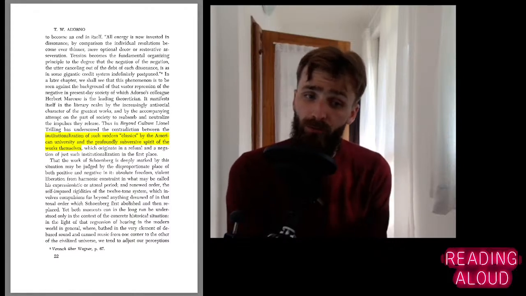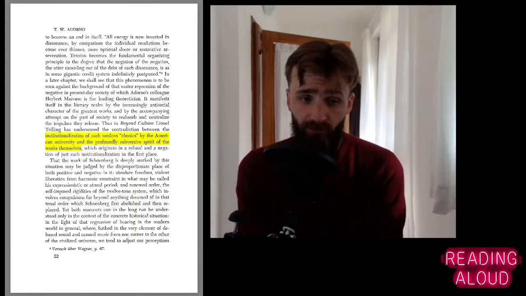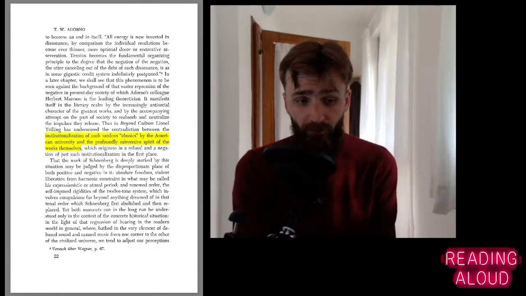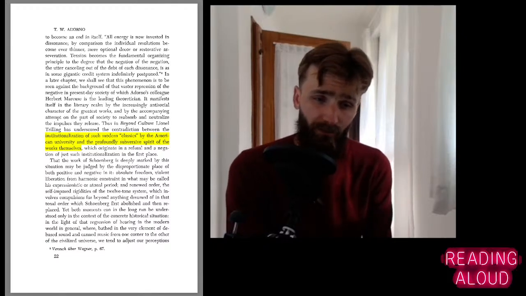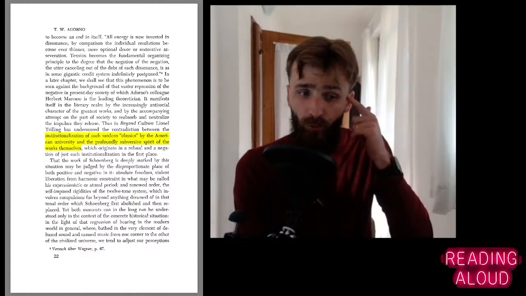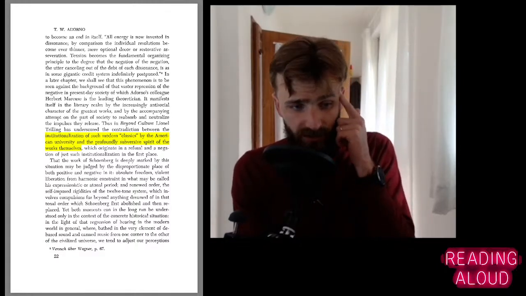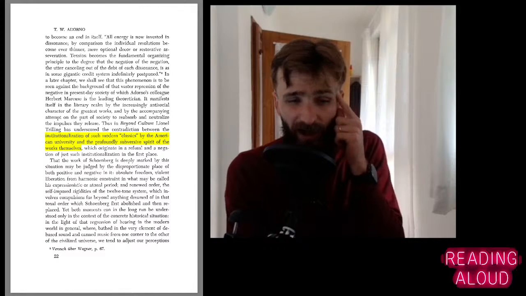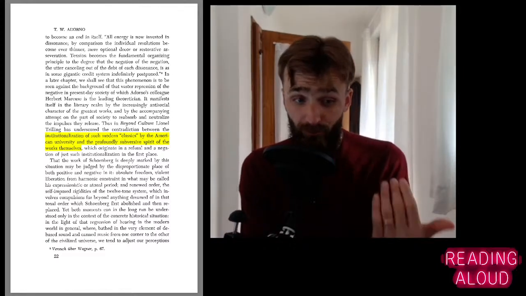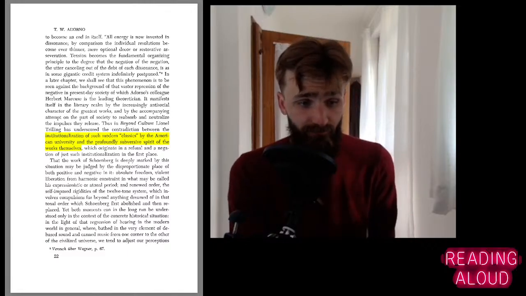That the work of Schoenberg is deeply marked by this situation may be judged by the disproportionate place of both positive and negative in it. Absolute freedom, violent liberation from harmonic constraint, in what may be called his expressionistic or atonal period, and renewed order, the self-imposed rigidities of the 12-tone system, which involves compulsions far beyond anything dreamed of in that tonal order which Schoenberg first abolished and then replaced.